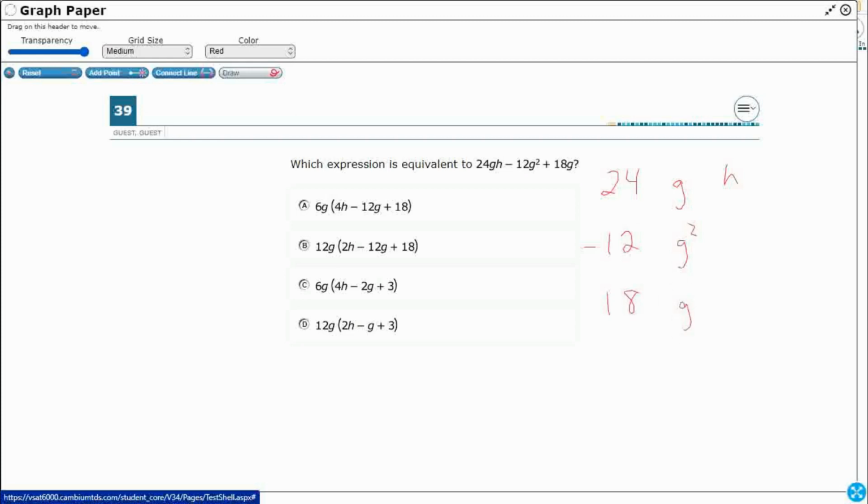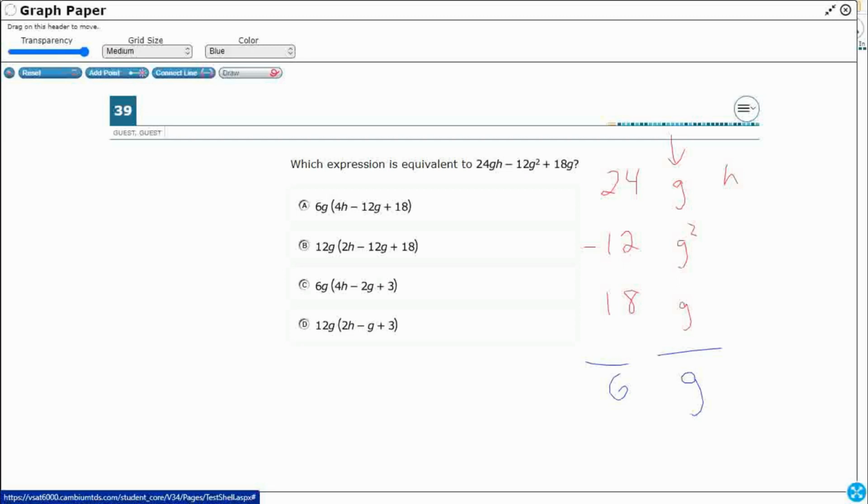There's nothing I can do with the h because it's the only one that's there, but take a look at this column right here. I've got g squared, g. So out of all three of those, I can pull out a g. And then 24, negative 12, 18, the biggest one I can pull out is a 6. So I can pull out a 6.